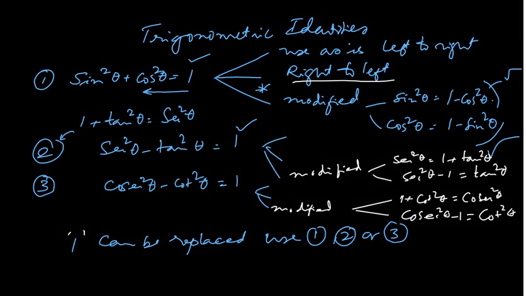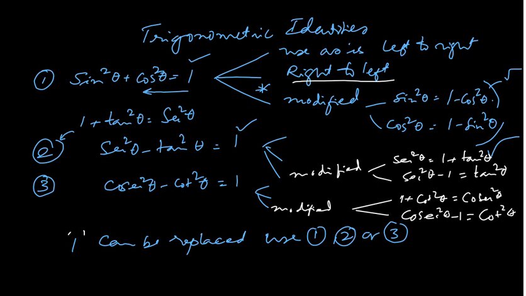The second one could be right to left. Whenever 1 is given, try to replace that with either sin square theta plus cos square theta, or secant square theta minus tan square theta, or cosecant square theta minus cot square theta. That is the second level.